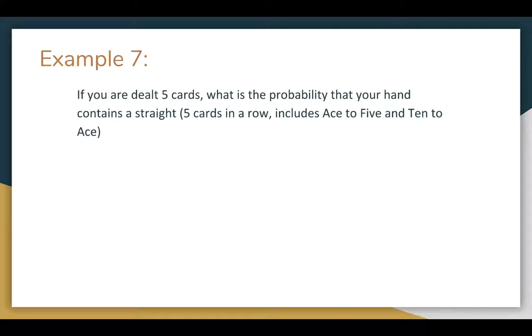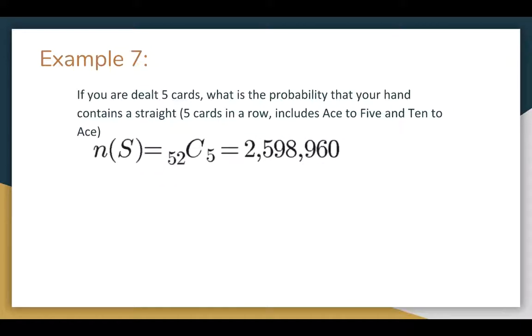Example 7, if you're dealt 5 cards, what is the probability that your hand contains a straight? This is a pretty complex question. N of S, we realize, is 52 choose 5. The 52 cards, you could choose 5 of them. But if you want it to be a straight, so like ace to 5, 10 to ace, anything, just 5 cards in a row, it could start at ace to 5, 2 to 6, 3 to 7, 4 to 8, all the way up to 10 to ace. 10 to ace actually counts as a straight as well: 10, jack, queen, king, ace.